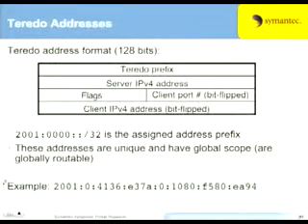Teredo addresses are IPv6 addresses. Whenever you see an IP address starting with 2001:0:, that's a Teredo address. I'm not going to go into the format in any detail, just in the interest of time. But these addresses are unique, and they are global scope, which means they're globally routable.